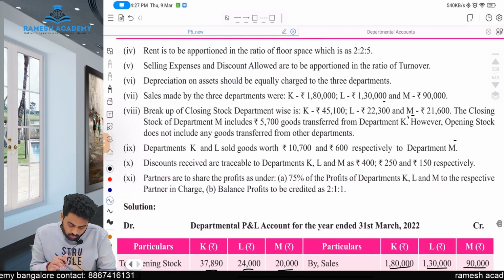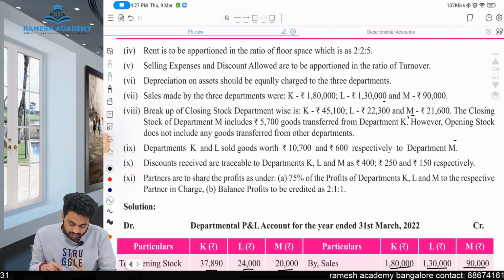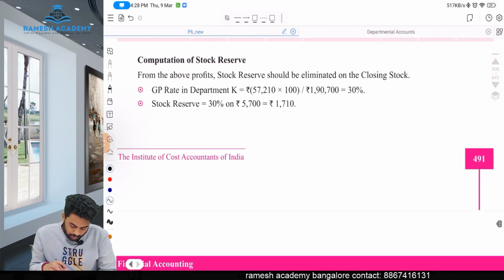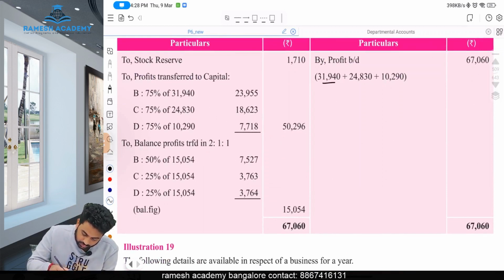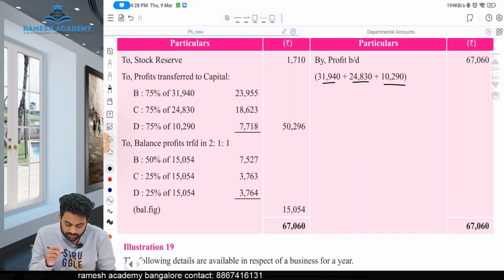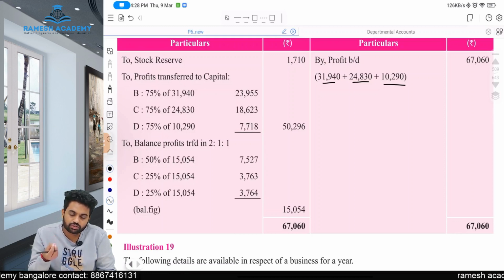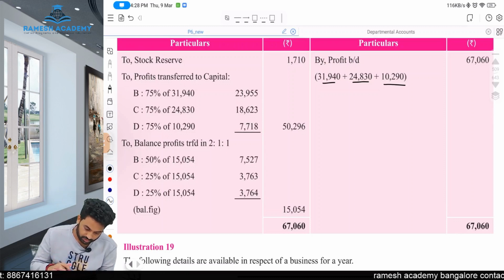Now we can go for P&L appropriation, because it's a partnership. We have taken the net profit into P&L appropriation, that is profit brought down 31,940, 24,830, 10,290. If you want, you can prepare a general P&L. From there, after adjusting the stock reserve, you can get the values for P&L appropriation also. Your wish.